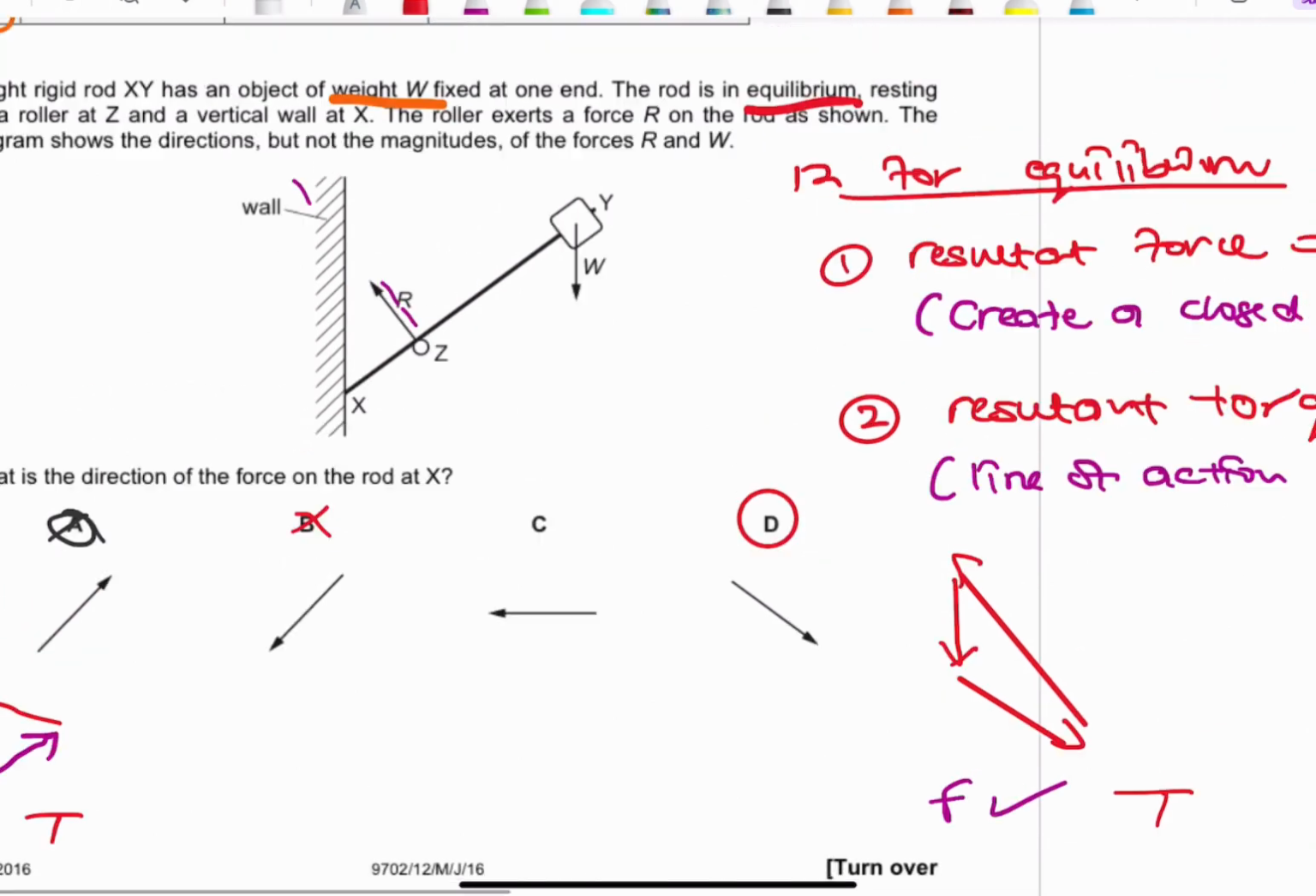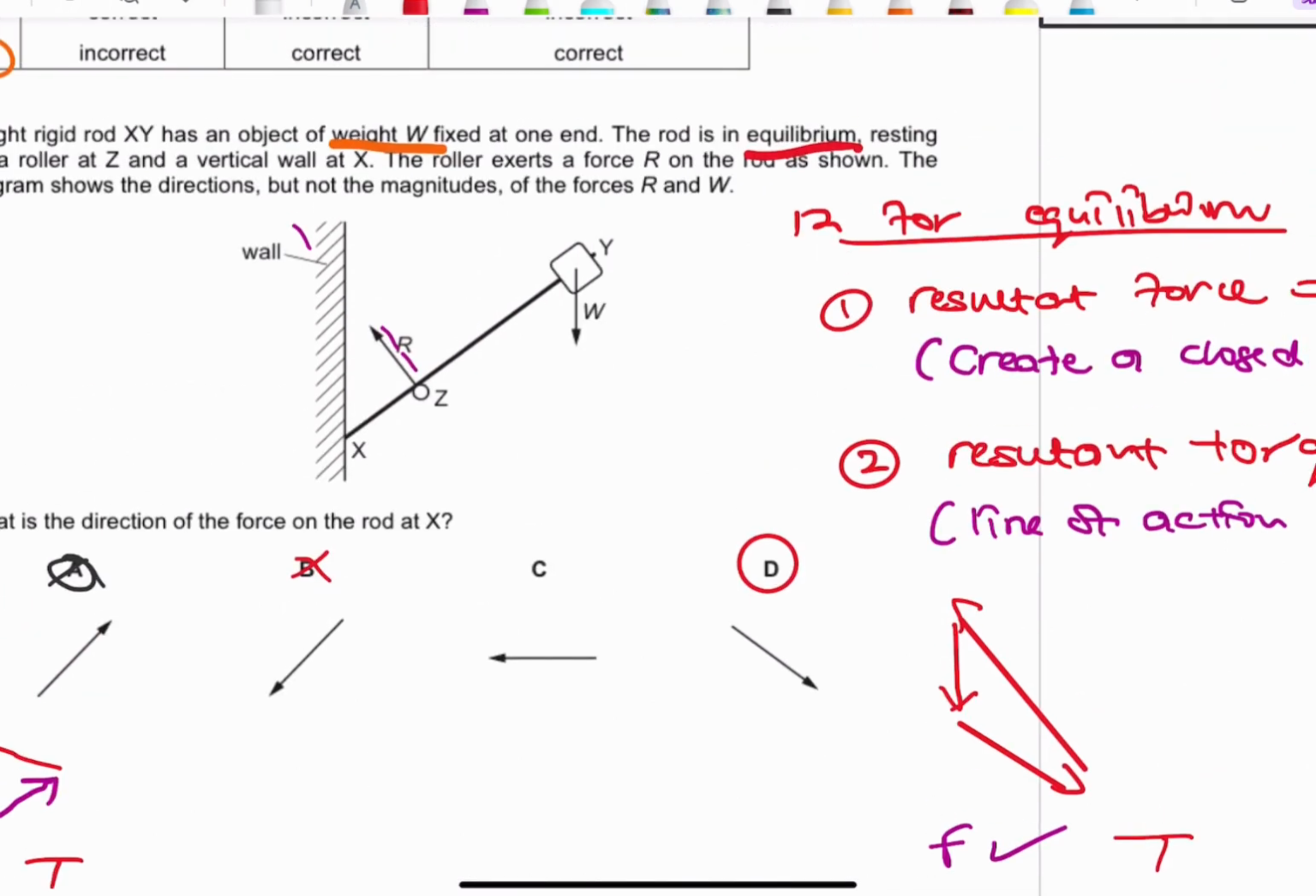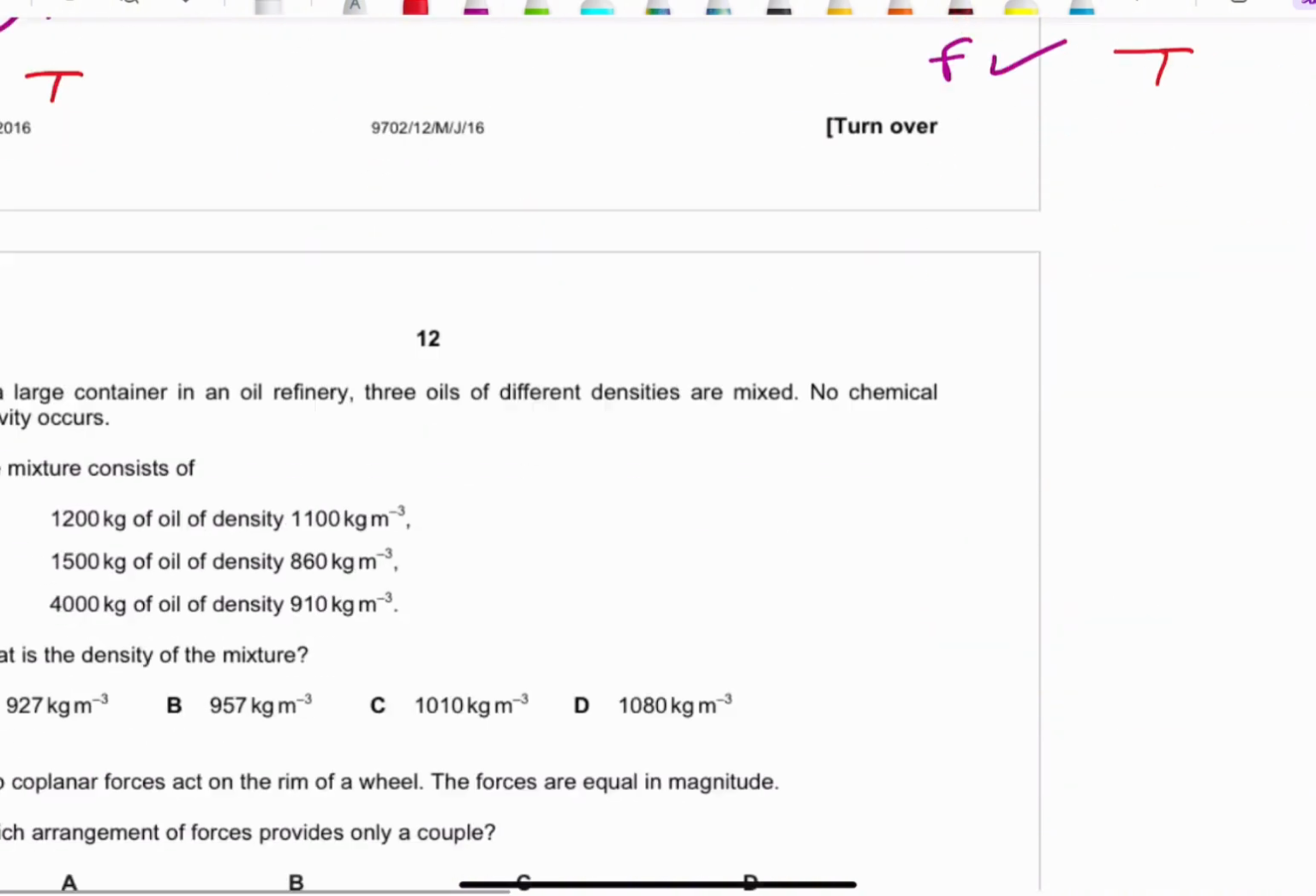Whenever you see these questions, especially questions involving forces, I advise you two things. Just because they adhere to resultant force equal to zero, it does not mean that the object is in equilibrium. You need to check those two conditions, resultant torque and resultant force, right?